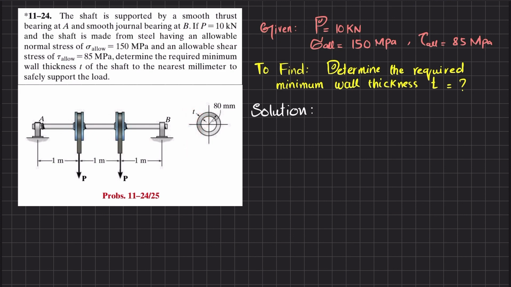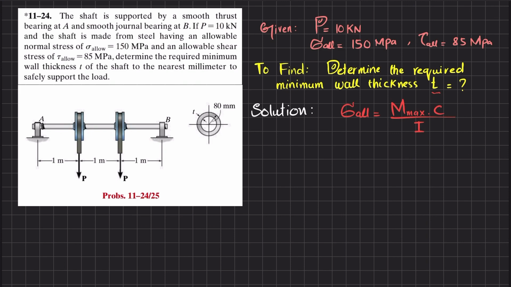So let's start with the solution. Basically here we will apply this formula: allowable stress is equal to maximum bending moment M times C divided by I, where M is the maximum bending moment, C is the distance from the neutral axis to the topmost fiber, and I is the moment of inertia. By using this formula we will find this thickness T.